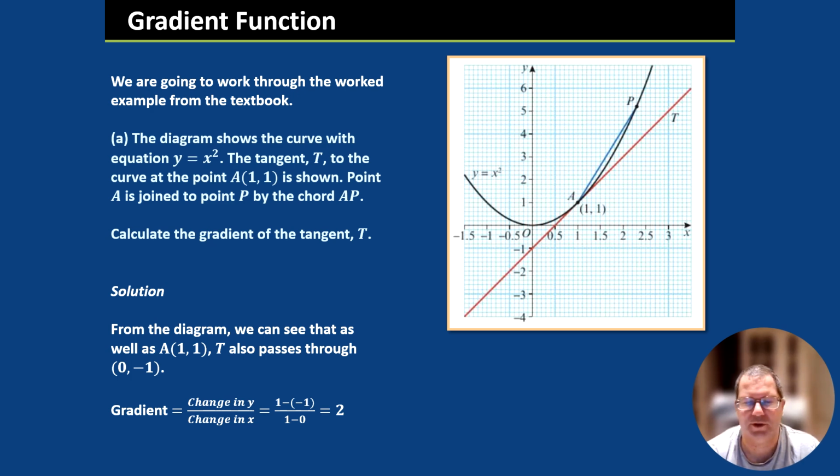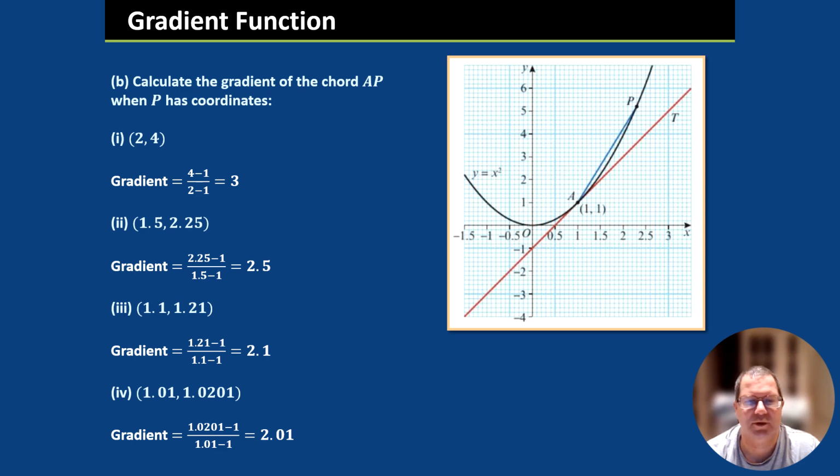So our solution: from the diagram we can see that as well as A (1, 1), t also passes through (0, negative 1). Gradient is change in y over change in x. So substituting in our points, 1 take away negative 1 is the change in y, and 1 take away 0 is the change in x. 2 divided by 1 is equal to 2. So the gradient of the tangent t is 2.